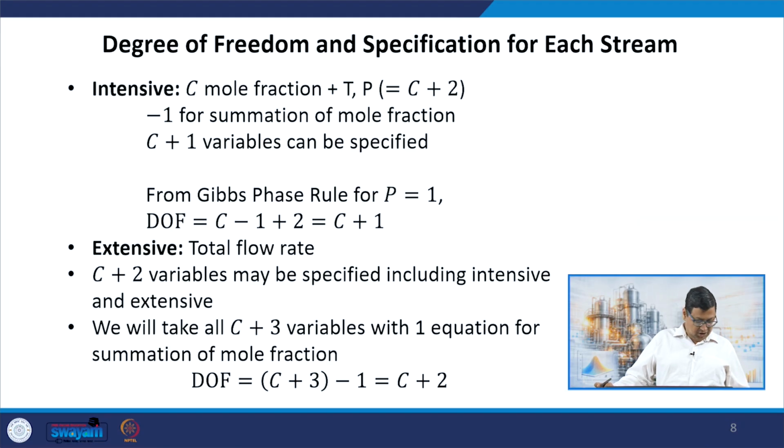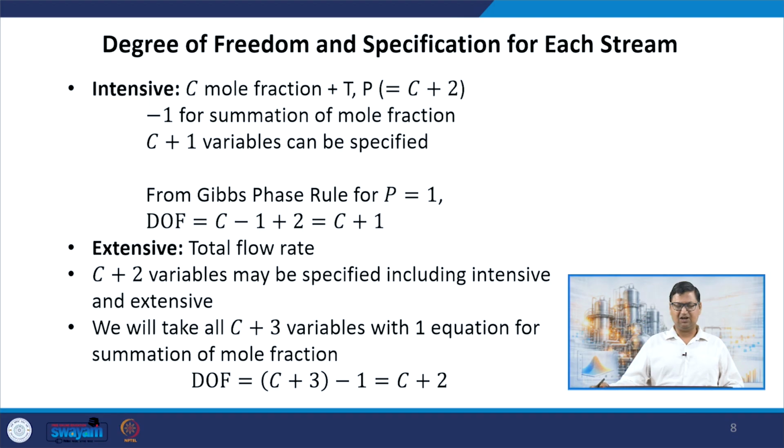Okay. So, we can go ahead in the next week to discuss how we can computationally solve the equations for the separator. But one of the things that we have to do first in order to do that is to define the degree of freedom and to specify every stream, right.